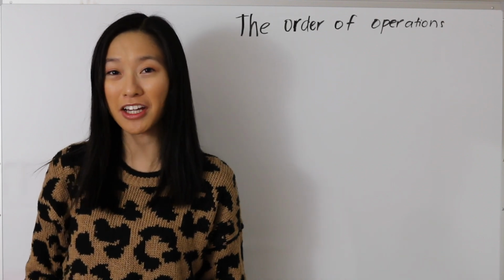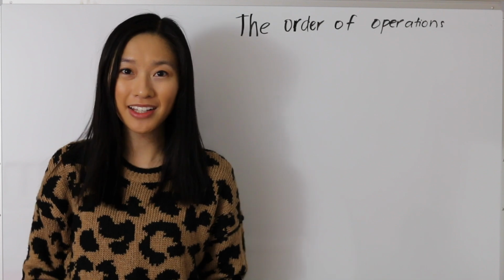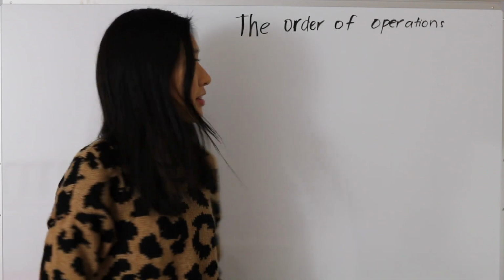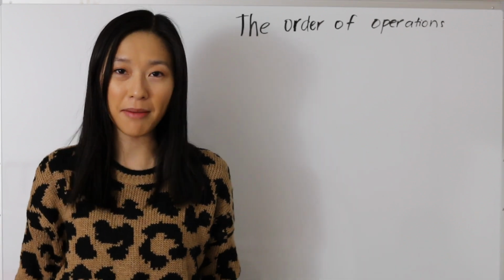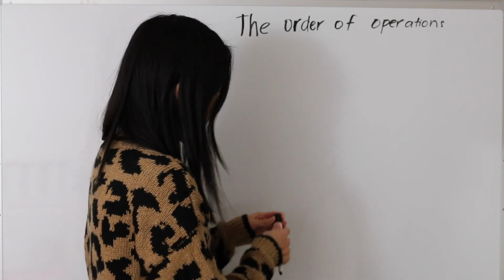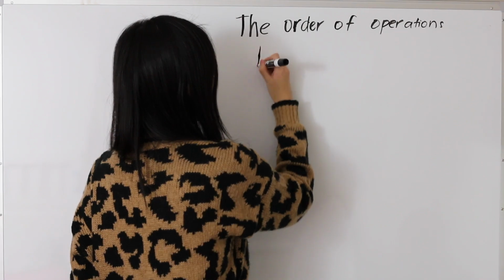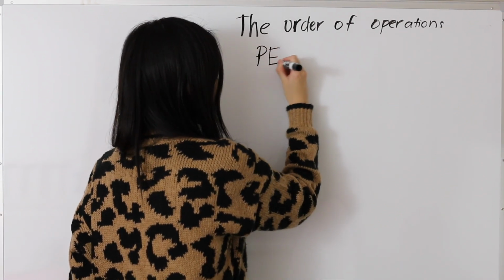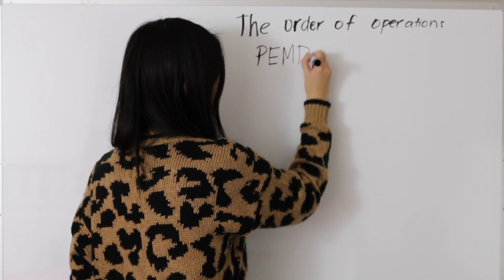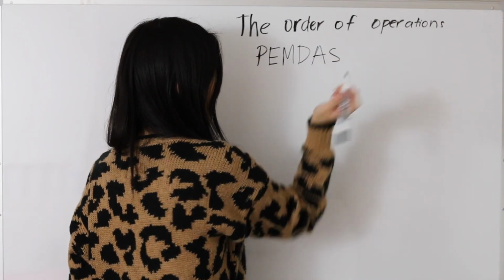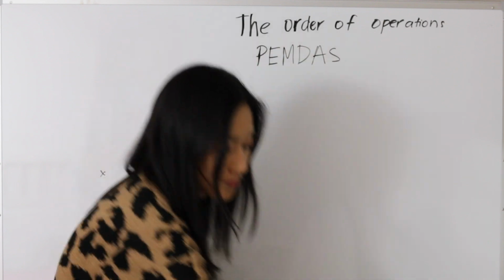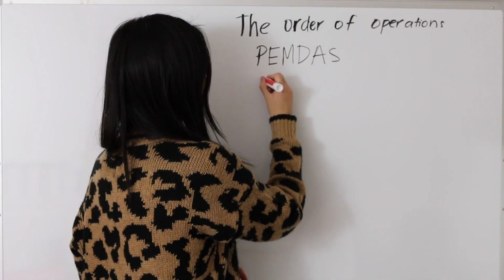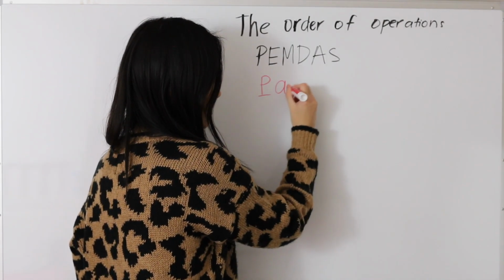In today's video, we'll be talking about the order of operations. So let's get started. There's a fun little way of remembering the order of operations, and that's the acronym PEMDAS. PEMDAS is an acronym, and so the P stands for parentheses.